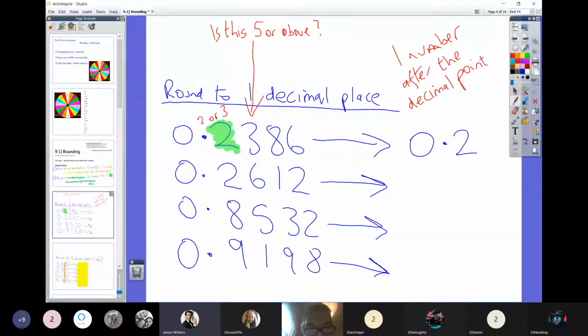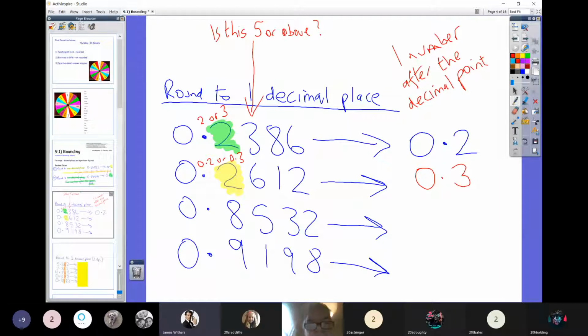Let's take the one below that. We've got 0.2 as the first two numbers. In your head, you're thinking, is our final answer going to be 0.2 or 0.3? They're the only two possibilities. You look at the next digit. Is it 5 or above? Yes, it is. So it's not going to be 0.2, it's going to be 0.3.